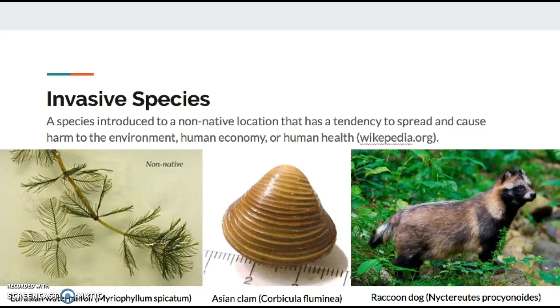The three invasive species that I will be doing today are the Eurasian watermilfoil and the Asian clam, which are invasive species to the continent of North America, and the raccoon dog, which is an invasive species to the continent of Europe.